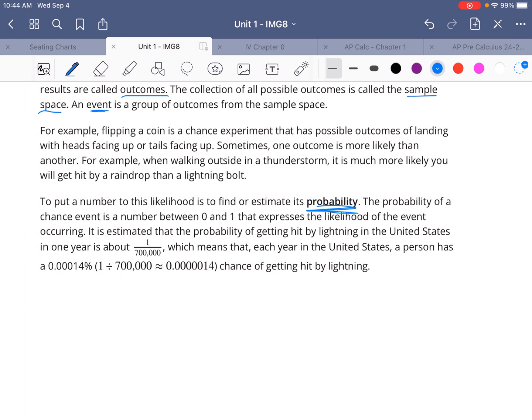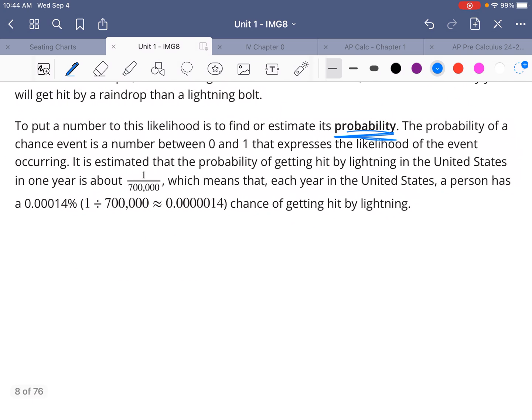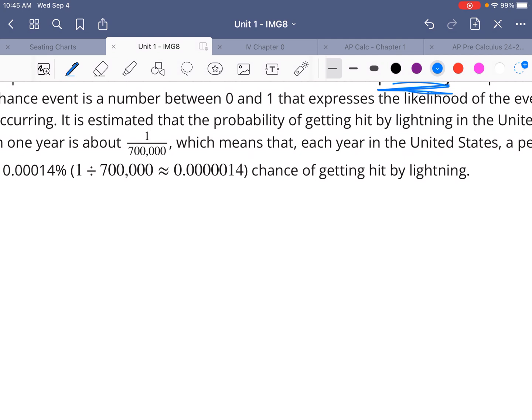In the case of flipping a coin, since I said it's about 50-50, that's going to be almost exactly 0.5. It might be a little bit more, a little bit less, depending on the coin in the real world, but it's going to be about 0.5. So to find probability, essentially you take the number of possible results that you're looking for, divided by the total number of possible results.